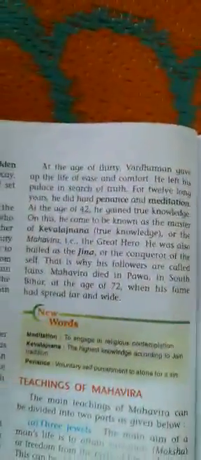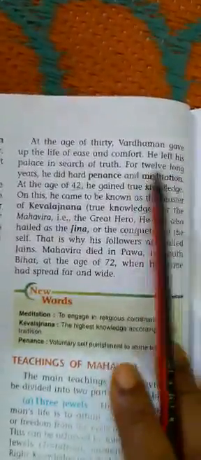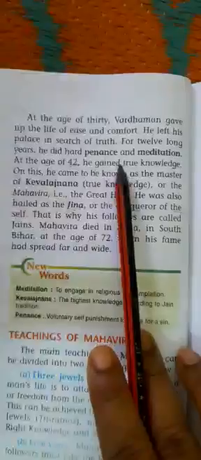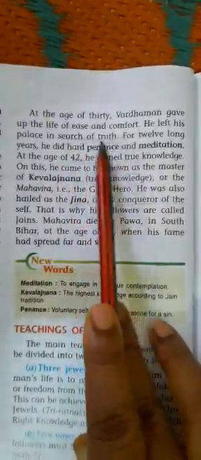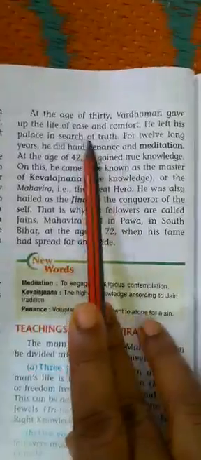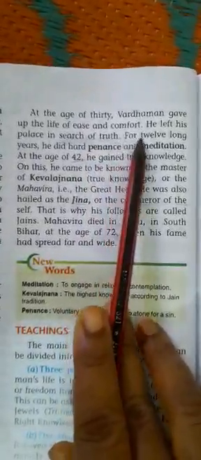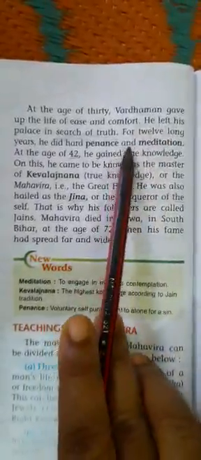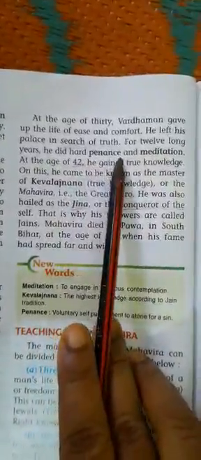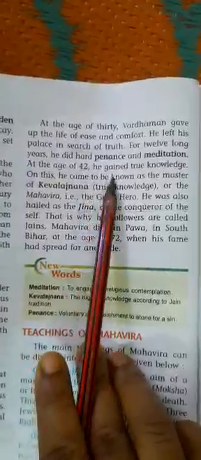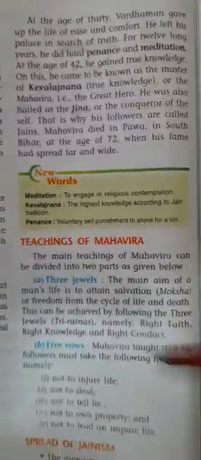At the age of 30, Mahavira gave up all the comforts of his life and left his palace in search of truth. Why did he leave his palace? He left the palace in search of truth. After leaving the palace, he wandered for 12 years, and in those 12 years he did very hard penance and meditation. Finally, at the age of 42, he gained the true knowledge. He got the answers to all his questions at the age of 42.